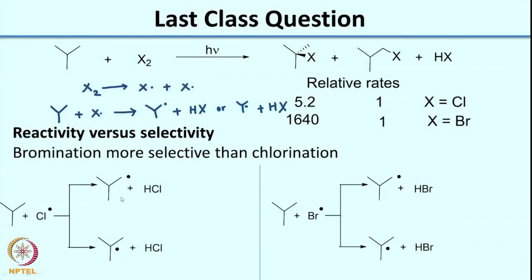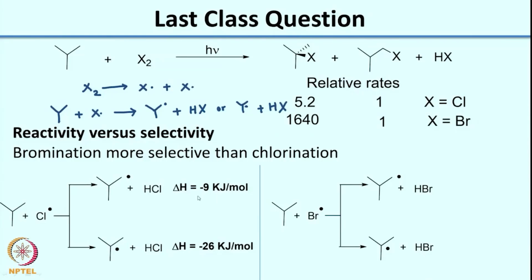Now the chloride radical is known to be more reactive, and let us look at the energetics to make more sense of this. If I were to look at both of these processes, which are the rate determining processes, what you would see is that the process is exothermic. So what you end up giving out is minus 9 kilojoules per mole in the case of the primary radical and minus 26 kilojoules per mole in the case of the tertiary radical.